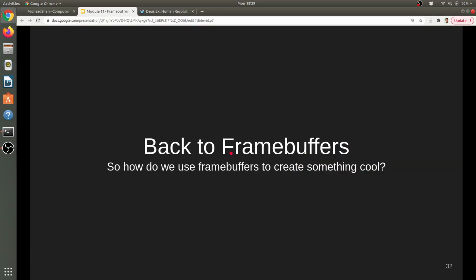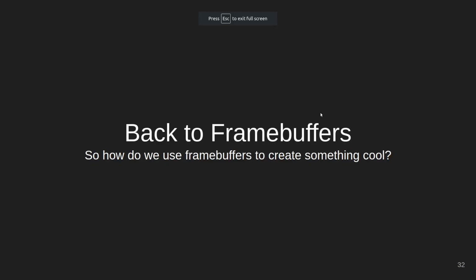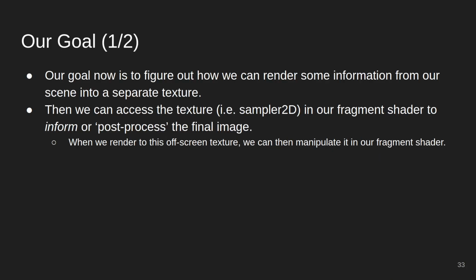All right, so back to frame buffers though. Get this full screen. All right, so how do we actually use this frame buffer to create something cool like that? We need to be able to create more of these buffers that we can render into. All right, so our goal is going to be to render something that we're capturing from our camera into a separate texture. That's one technique that we can use.